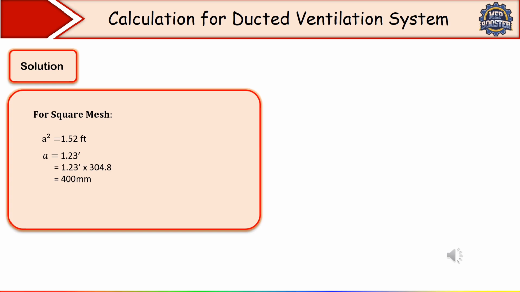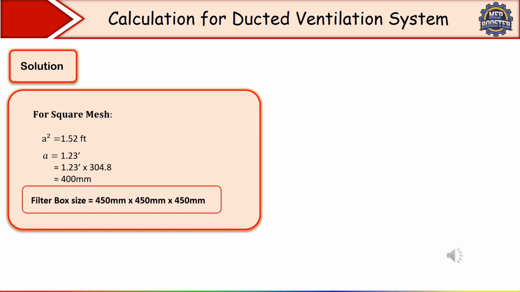So this is the size of your filter or your mesh, 400 mm width, 400 mm height, because all sides are equal. Now we get the mesh size. Now we have to calculate the filter box size.